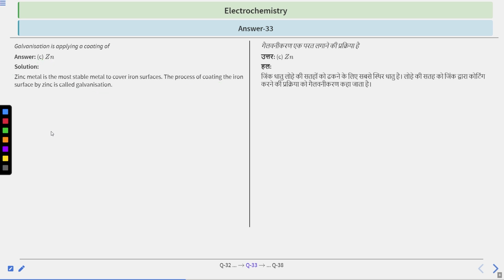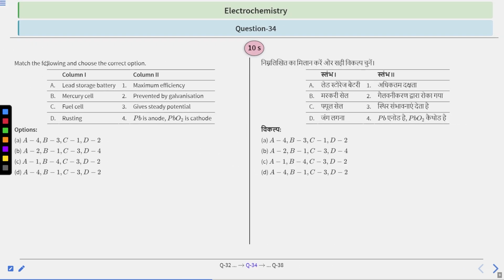Okay, let's move to question number 34. Match the following and choose the correct option. We have been given a table with two columns, column first and column second. There are 4 rows, and we have to match the rows from column first to column second. Column first has lead storage battery, mercury cell, fuel cell, rusting. In column second, we have maximum efficiency, prevented by galvanization, gives steady potential, lead is anode, lead oxide is cathode.